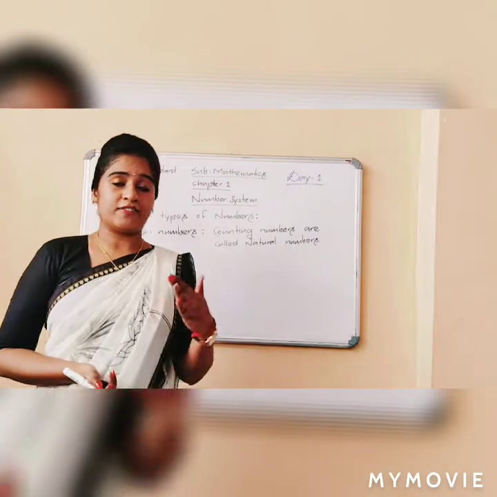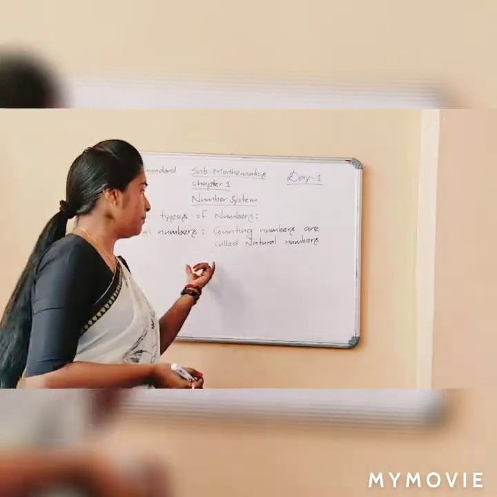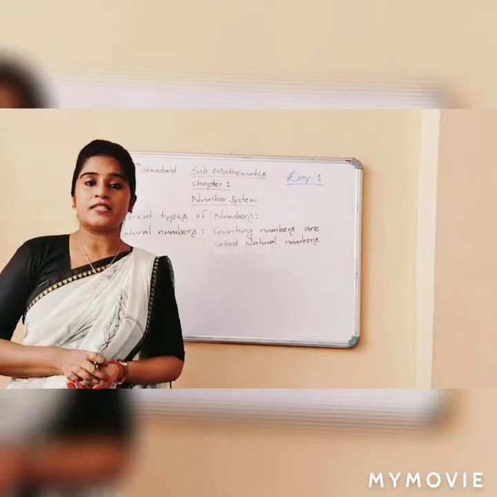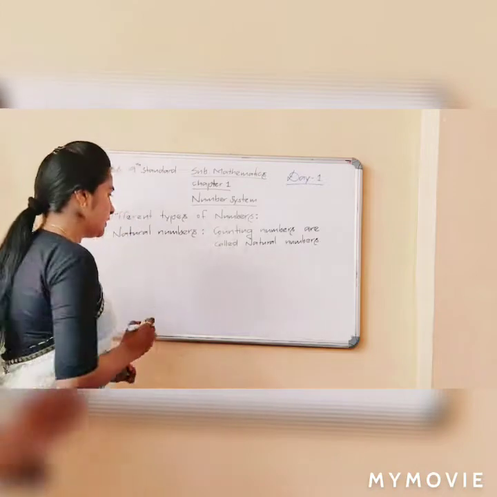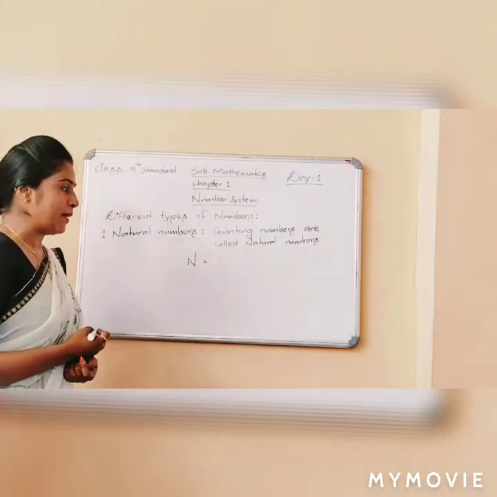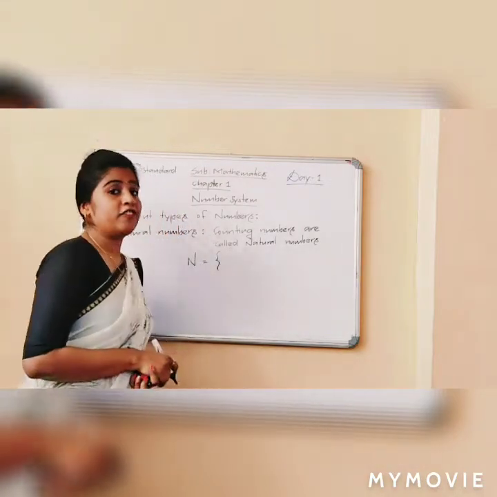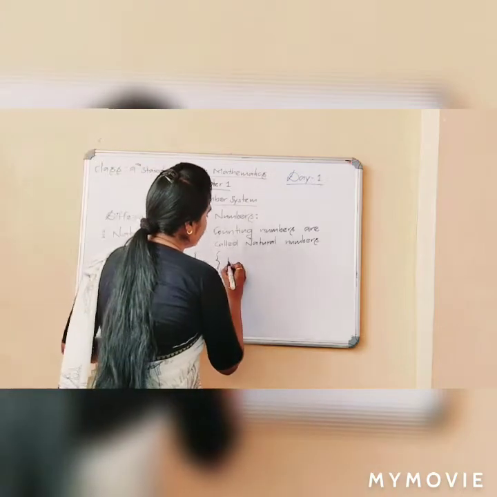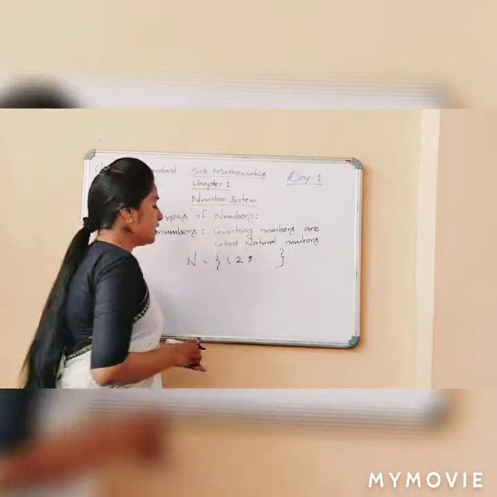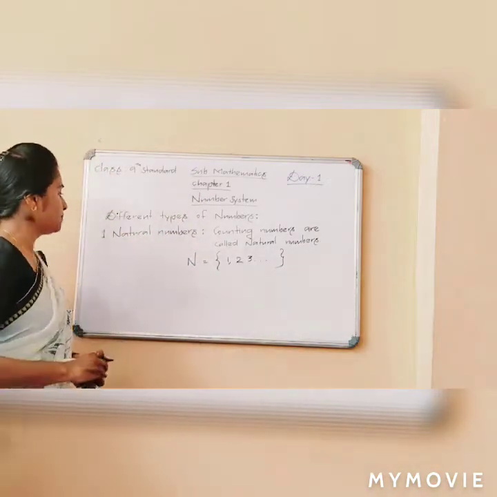Usually the natural numbers start with what? 1. 1, 2, 3, and so on up to infinity are said to be natural numbers. And the set of elements is represented by using a capital letter N. The set of numbers represented by the capital letter N, with elements within curly brackets, starting with 1, 2, 3 and so on up to infinity. These set of numbers are called what? Natural numbers.